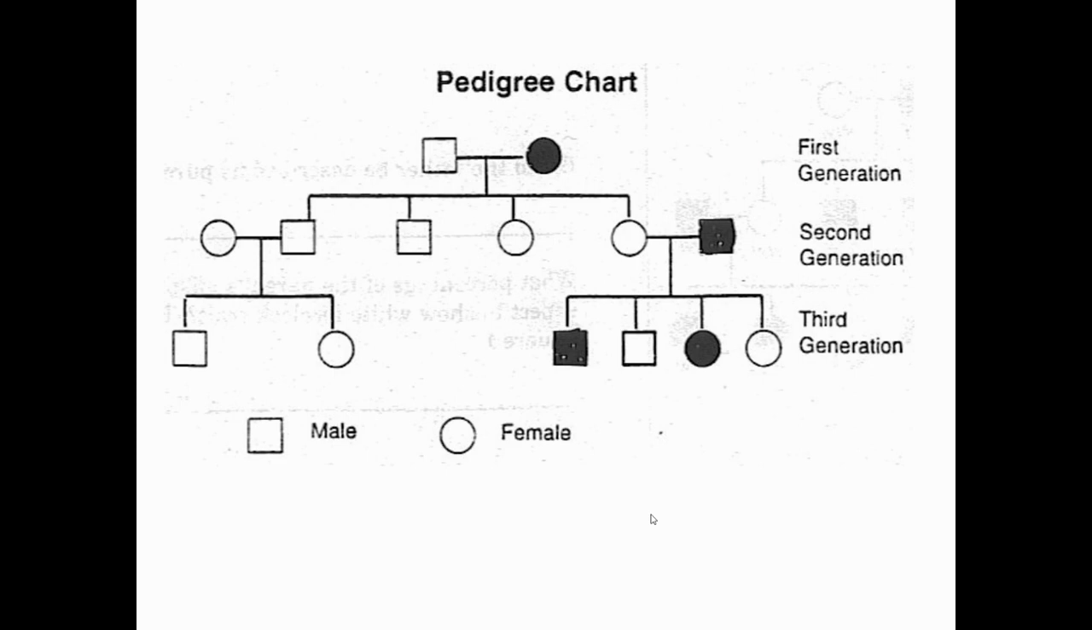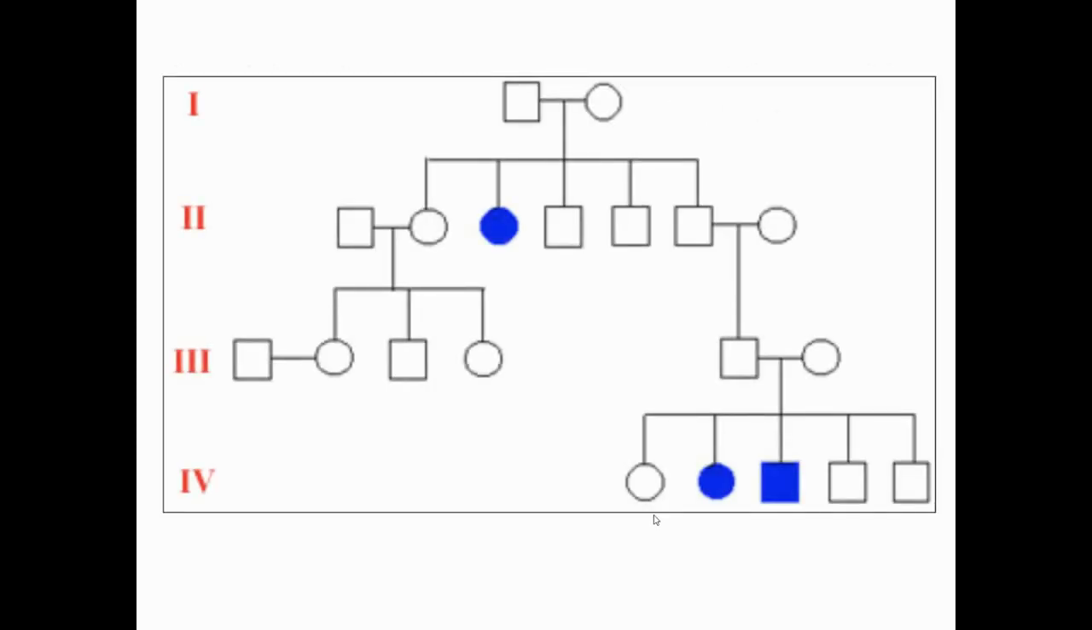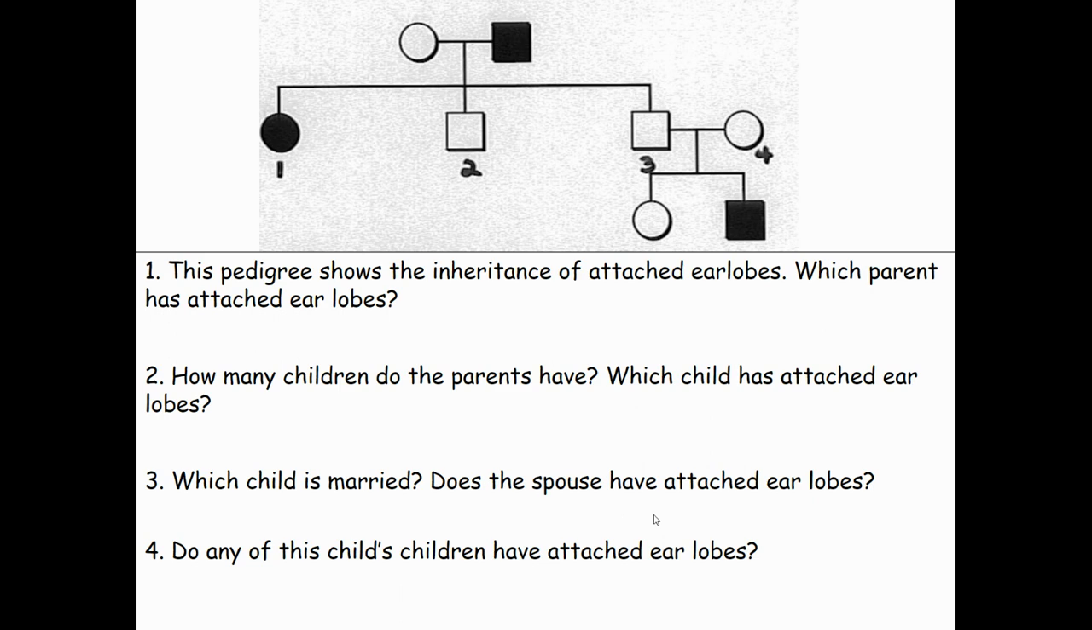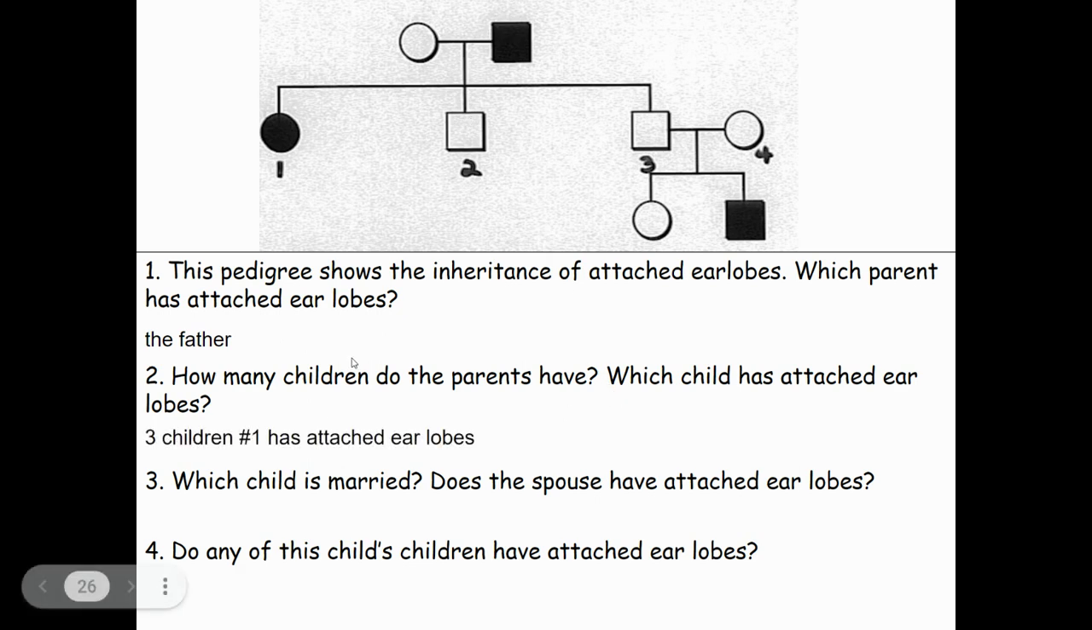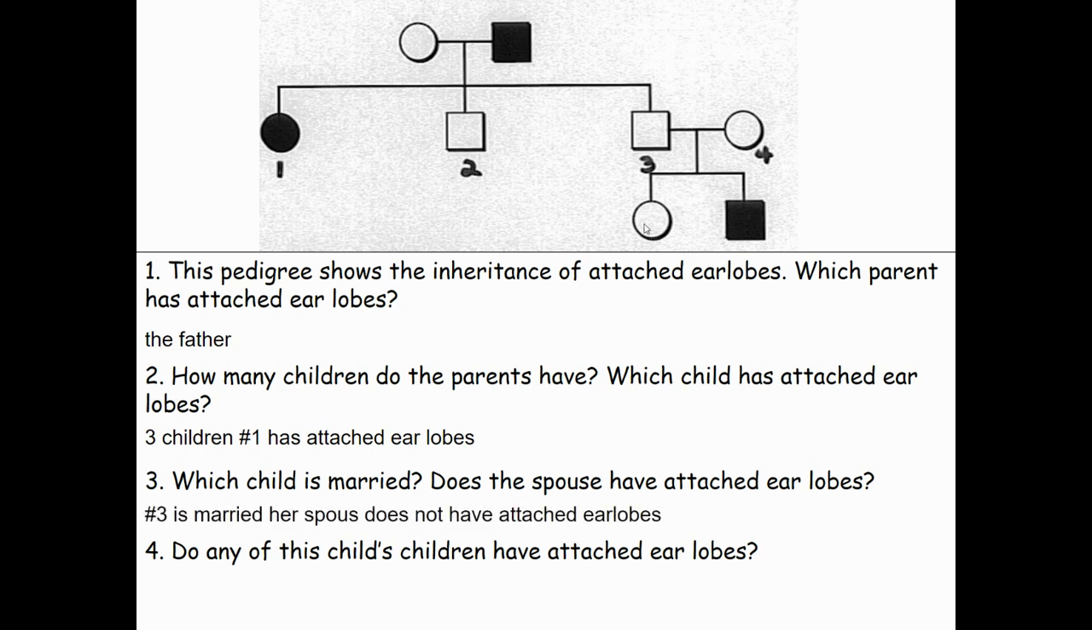Okay, here's a pedigree chart. First generation, second generation, third generation. Here's another example. This one shows the inheritance of attached earlobes. Which parent has attached earlobes? That's the father. How many children do the parents have? Which child has attached earlobes? Okay, they have 3 children, and one has attached earlobes. Which child is married? Does the spouse have attached earlobes? Yes, 3 is married. Her spouse doesn't have attached earlobes. Do any of these children have attached earlobes? Yes, the son does.